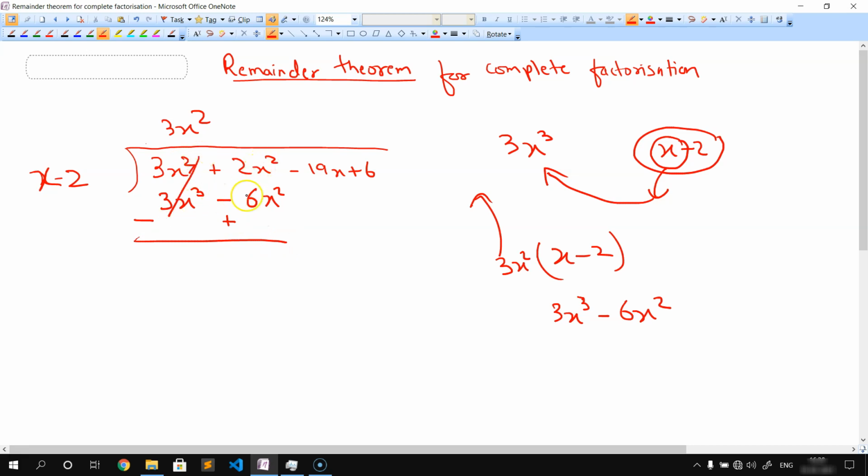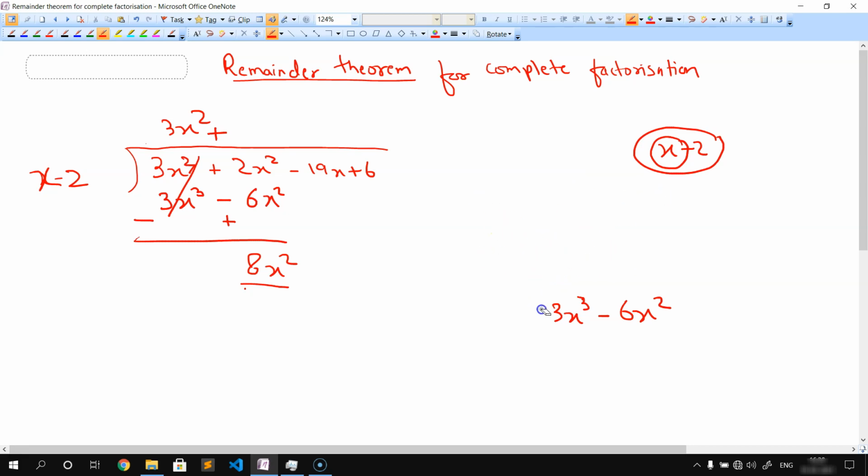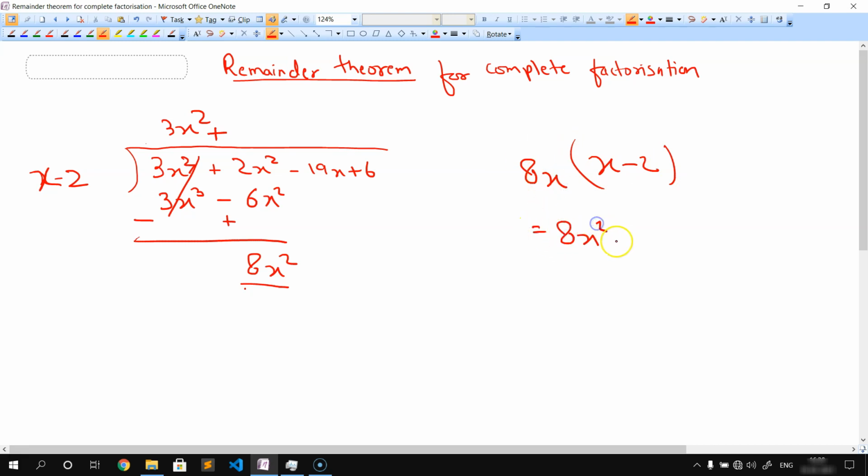This will become 0, and this can be written as 8x square. What sign is present here? We put that sign over here. Here it is plus, so we will write a plus sign. Now we have 8x square, so we have to multiply our number with such a variable that it becomes 8x square. So we will multiply it by 8x. So it will be equal to 8x square minus 16x.